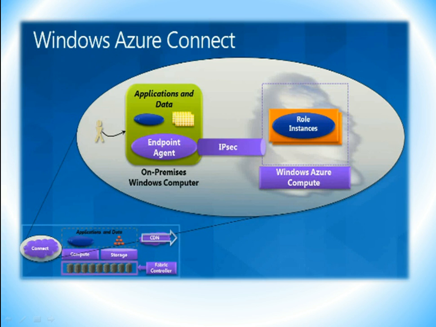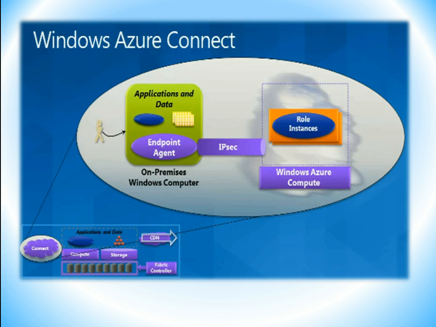So what happens? Azure Connect gives you an endpoint agent. You install the endpoint agent onto the on-premise computer, assuming you have administrative rights. It gets an IP, and it uses IPsec to connect back to the Windows Azure compute. Essentially, your machine and the Windows Azure compute end up using the same network, so they end up being on the same subnet mask. That helps the machines communicate.